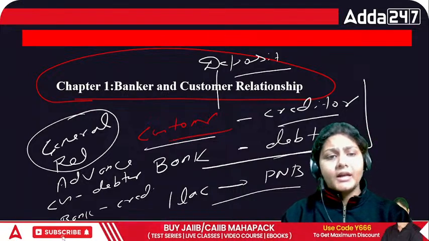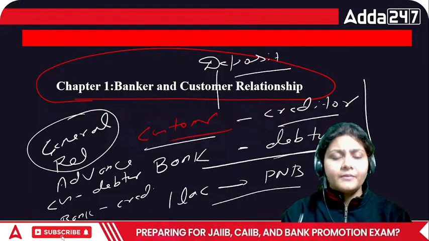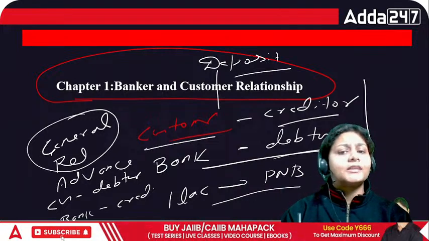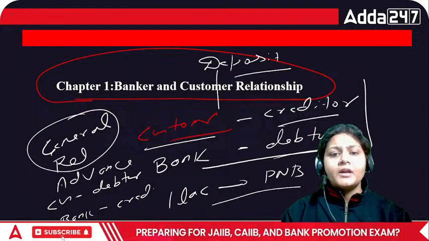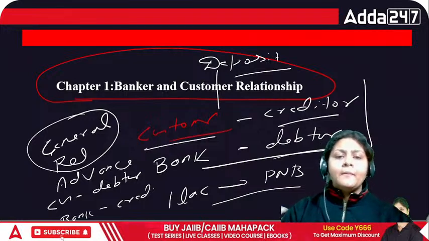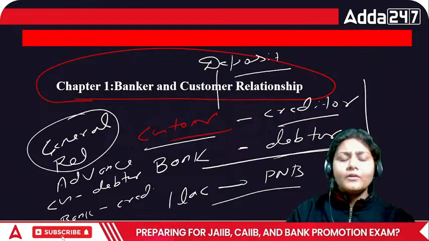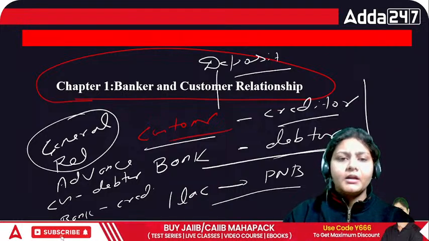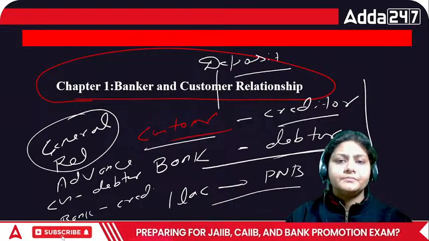Now the bank becomes the creditor and I am the customer and I become the debtor. But there is only one condition here: the bank requires some security or some document if they are providing you the loan. Okay, only this is the difference. Otherwise, the general relationship between the bank and the customer is that the customer is the creditor and the bank is the debtor.